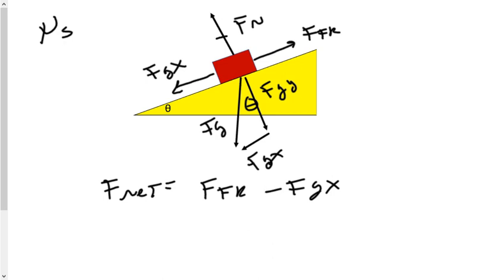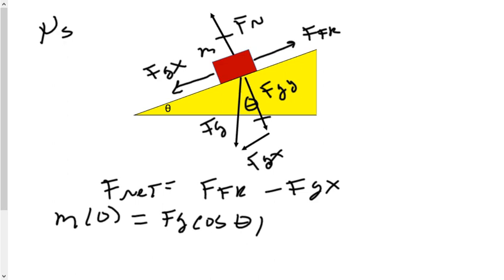Well, we know that normal and gravity y equal each other. So that's what we'll plug in for our friction force, force normal mu, and force gravity x is pulling down the incline. Let's go ahead and plug this in. If this has a mass of m, then we just have m times 0, because we're not accelerating, equals friction force, which would then be force gravity cosine theta multiplied by mu minus force gravity sine theta.